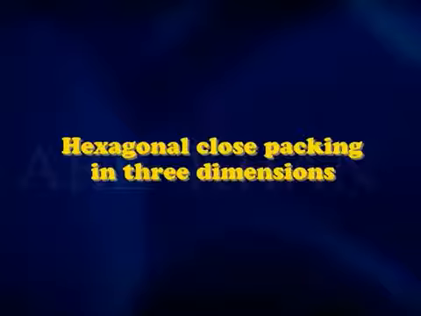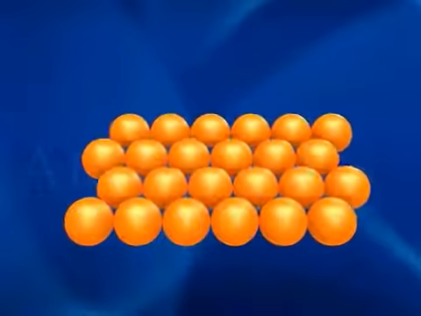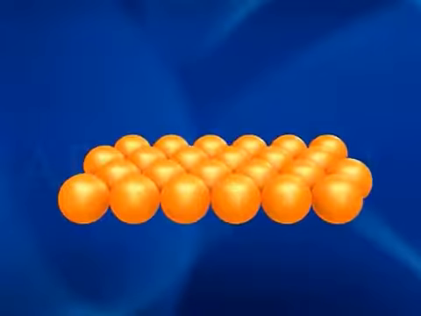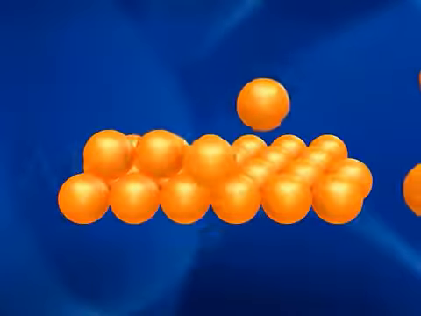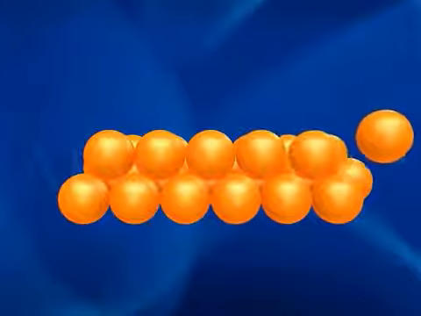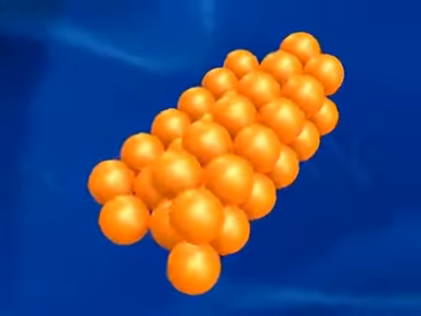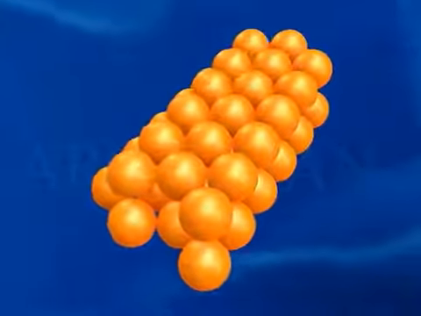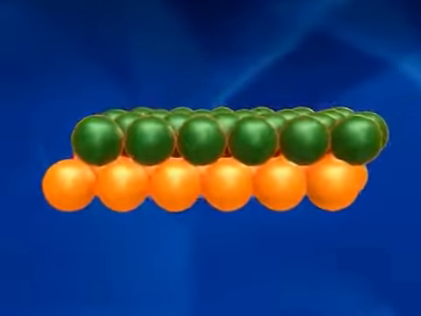Hexagonal close packing in three dimensions. In the hexagonal close packing in three dimensions, one hexagonal close packed layer is placed over the other in a manner that the particles of the second layer cover the depressions present in the first layer. As a result, the particles of the first and second layers are aligned differently.